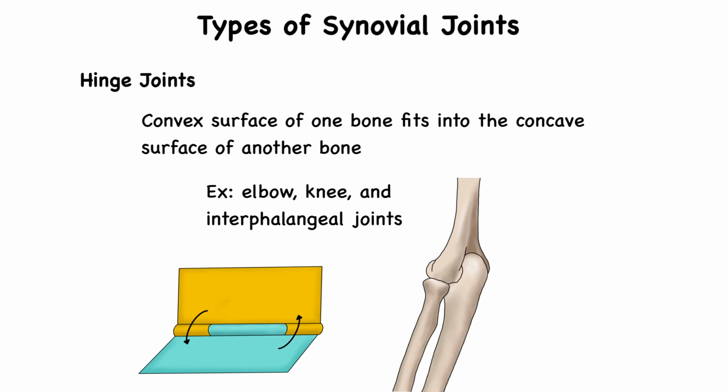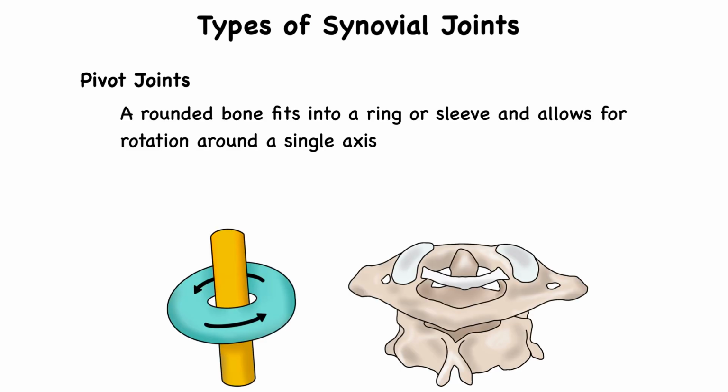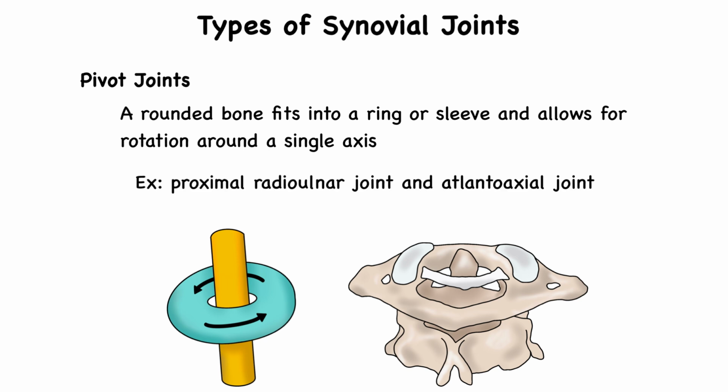We have a pivot joint. This is where a rounded bone fits into a ring or sleeve and allows for rotation around a single axis, kind of like turning a doorknob or shaking your head no. Examples include the proximal radioulnar joint, which allows the palms to turn anteriorly and posteriorly, so you can flip your palm up or down while the head of the radius pivots, and the atlantoaxial joint, where the atlas rotates around the axis and allows you to shake your head no.